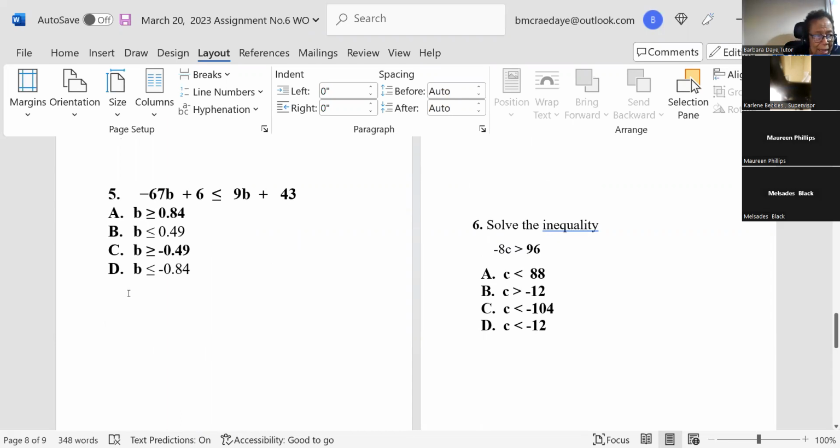So you've got minus 67B on the left and you've got 9B on the right. Get that 9B on the side with the minus 67B. Get that 6 on the side with the 43. Look at the signs, and that tells you what you have to do. And work on that one. Tell me your answer.